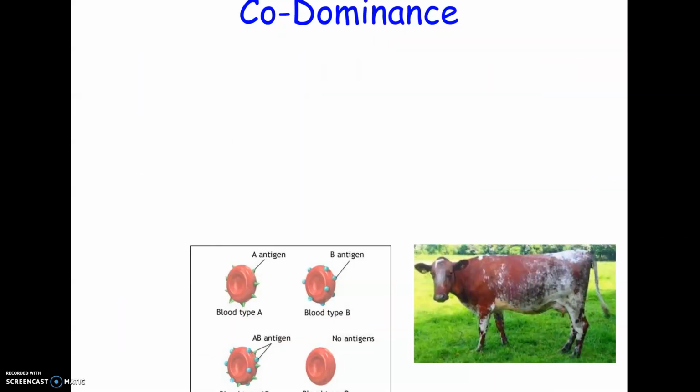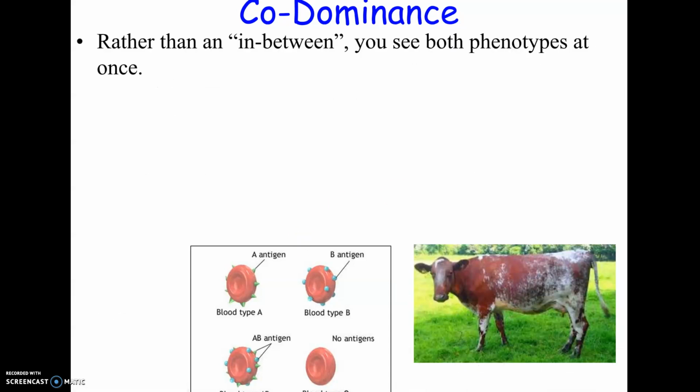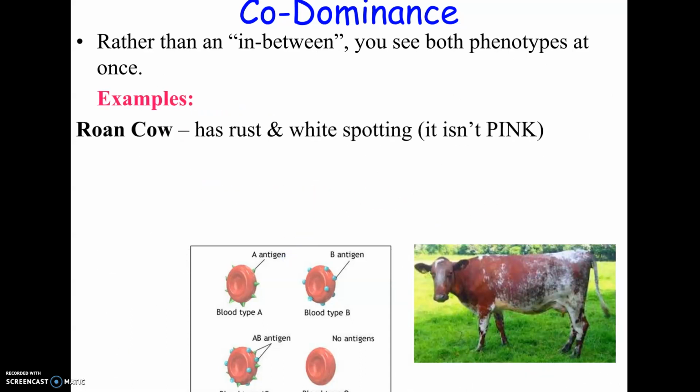Now, very similar to incomplete dominance is something called codominance. In codominance, instead of getting an in-between color, you see both phenotypes at one time. I always get people that get a little confused on this, but it's really not that confusing. A roan cow, this is a roan cow right here, is what happens when you cross what we would call a red cow, which is really kind of this rust color, with a white cow. Notice you don't get pink. What you get are blotches of red, one of the phenotypes still shows, and white, the other possible phenotype, still shows. So you're actually seeing both phenotypes at the same time.